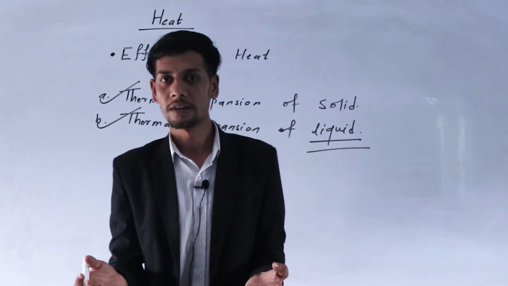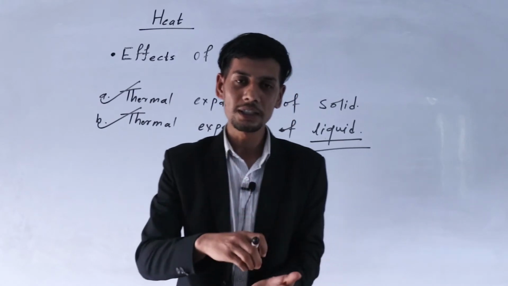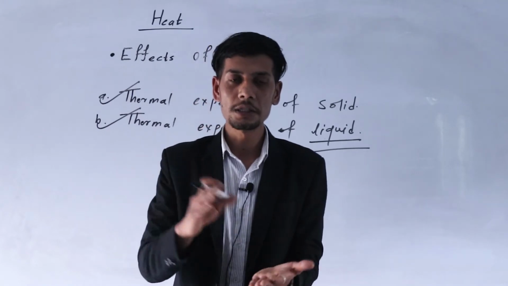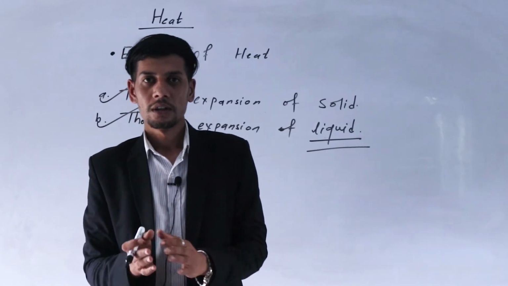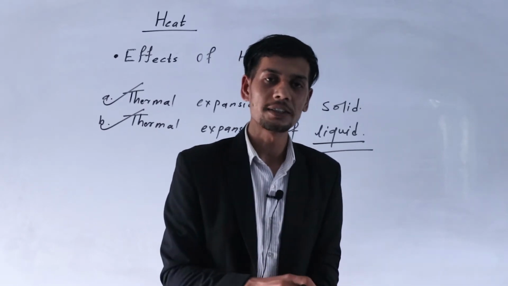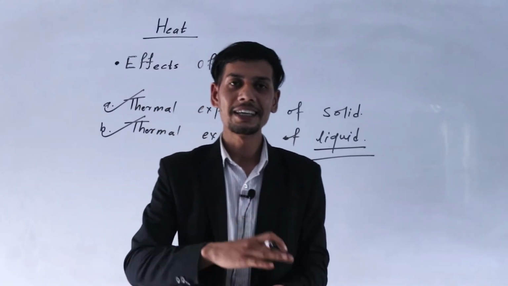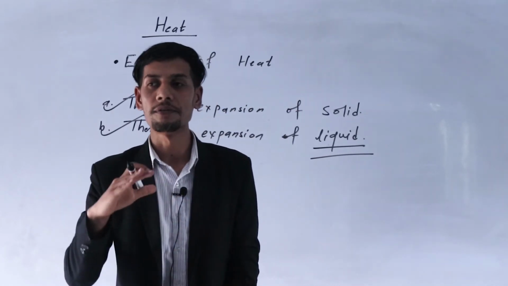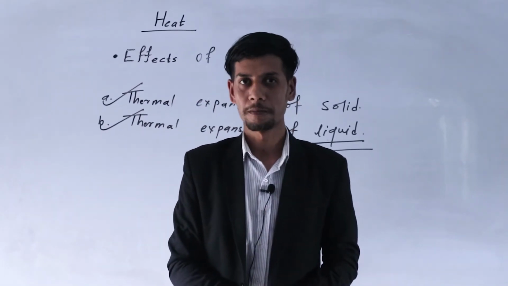Which principle? Can you guess? On heating, the liquid expands. Their volume rises. The thermometer is based on this principle. When we keep the bulb of a thermometer in contact with a hot body, the liquid level inside the thermometer rises. So there is a rise of the mercury level. This is because of expansion of liquid.